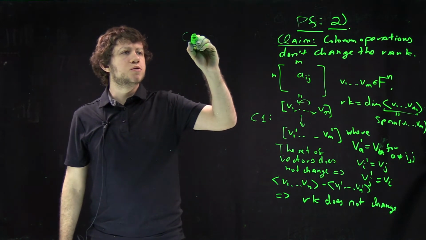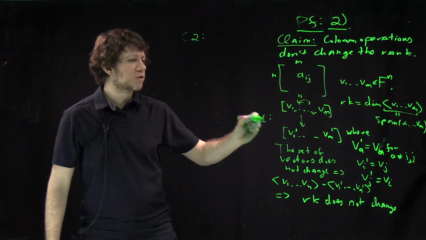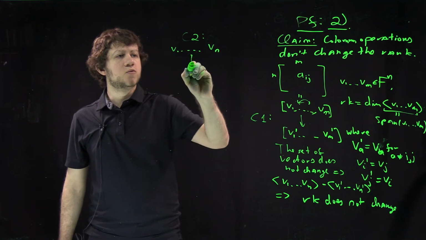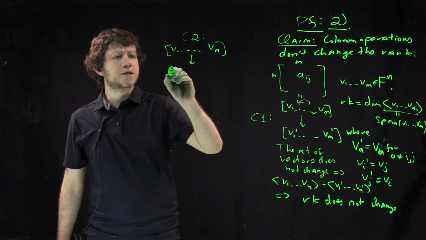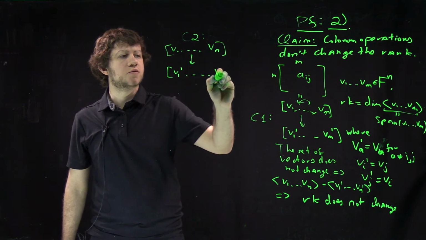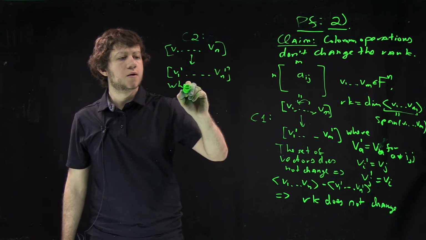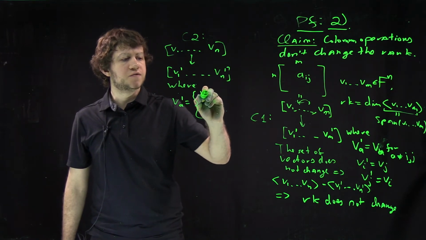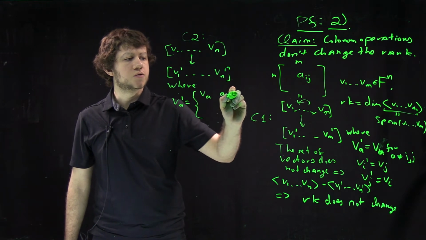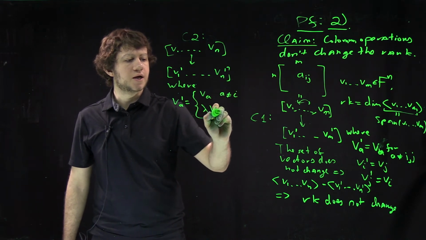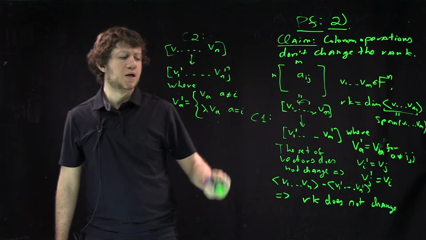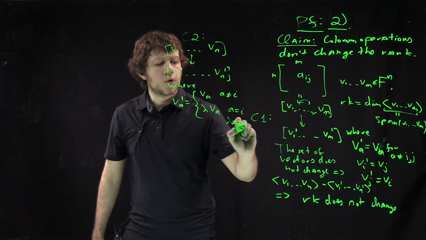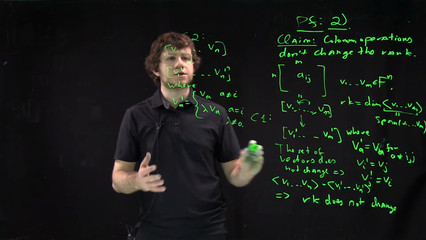So with C2, it's also very simple. We had a collection of vectors v1 up to vn, and we move it to a collection of vectors v1 prime up to vn prime, where va prime equals va for a not equal to i, and lambda va for a equal to i, where lambda is not equal to 0. So one of the vectors is rescaled and the rest are the same.